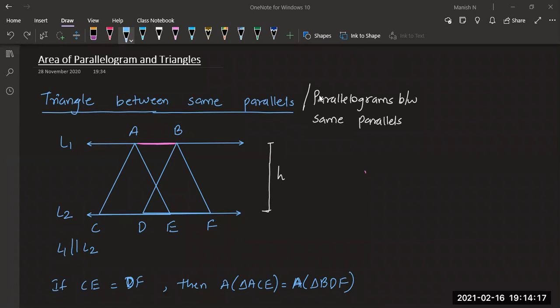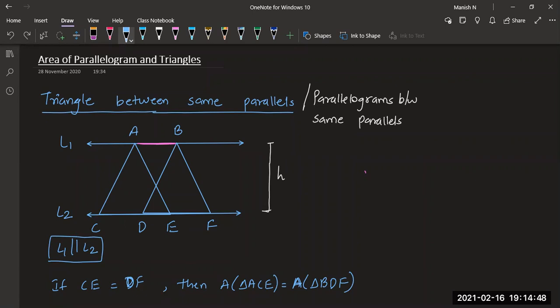In brief, there are two parallel lines, L1 and L2, such that L1 is parallel to L2. There are two lines and they are parallel to each other. When we say they are parallel, the distance between them is fixed. The perpendicular distance between them will always be fixed, and let's say that distance is h. As you can see, I have marked that distance as h.